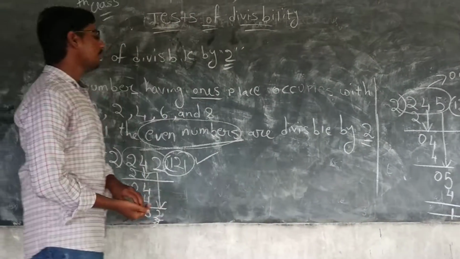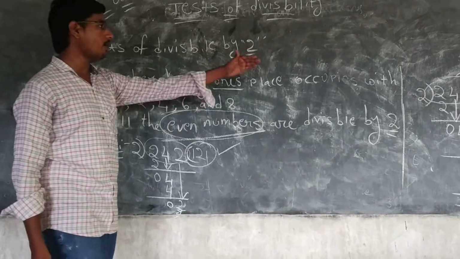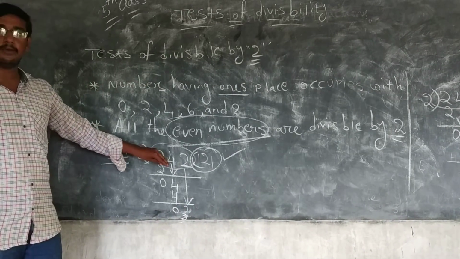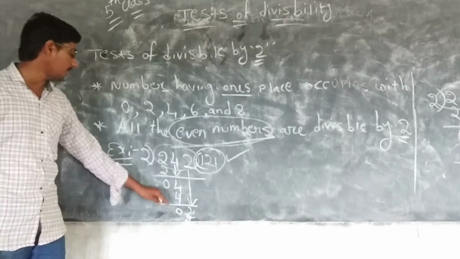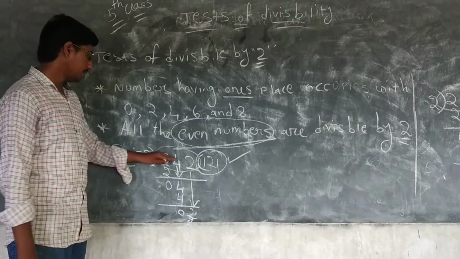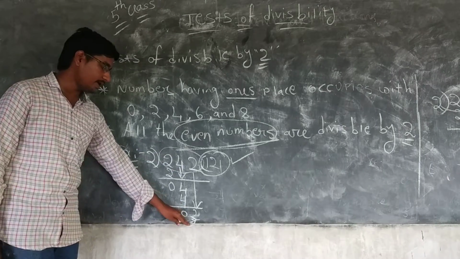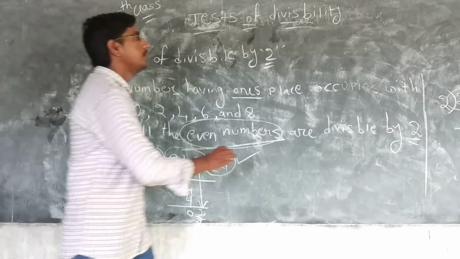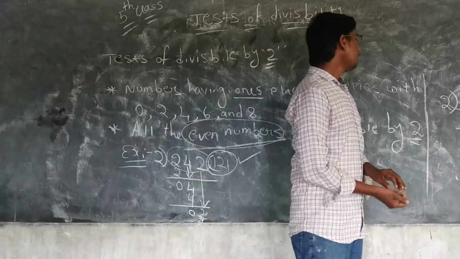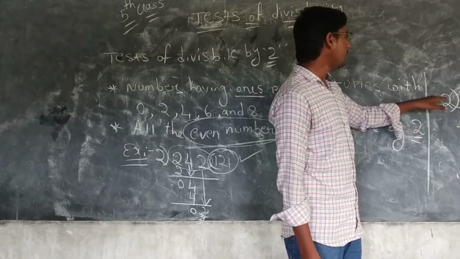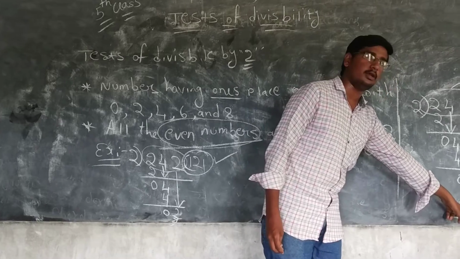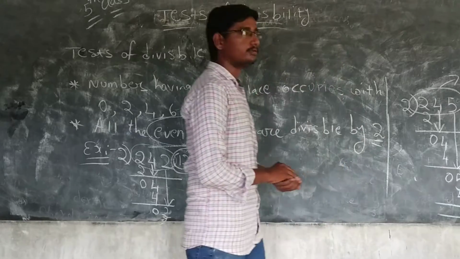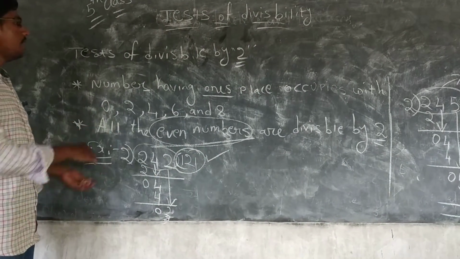Now let us discuss the differences between even numbers and odd numbers. When you take a number and divide it by 2 and it leaves remainder 0, the dividend is called an even number. Coming to odd numbers, when you take a number and divide it by 2 and it leaves remainder 1, the dividend is called an odd number. Students, that is the difference between an even number and an odd number.